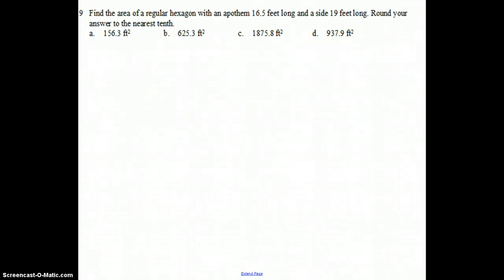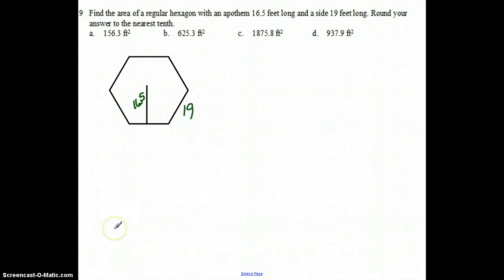Okay, now, a regular hexagon. So here's my hexagon. I know my apothem is 16.5 feet, and I know the sides are 19. Now, I will tell you, in some of these problems, depending on how you round stuff, your answers may not be exact. So I want you to keep that in mind.